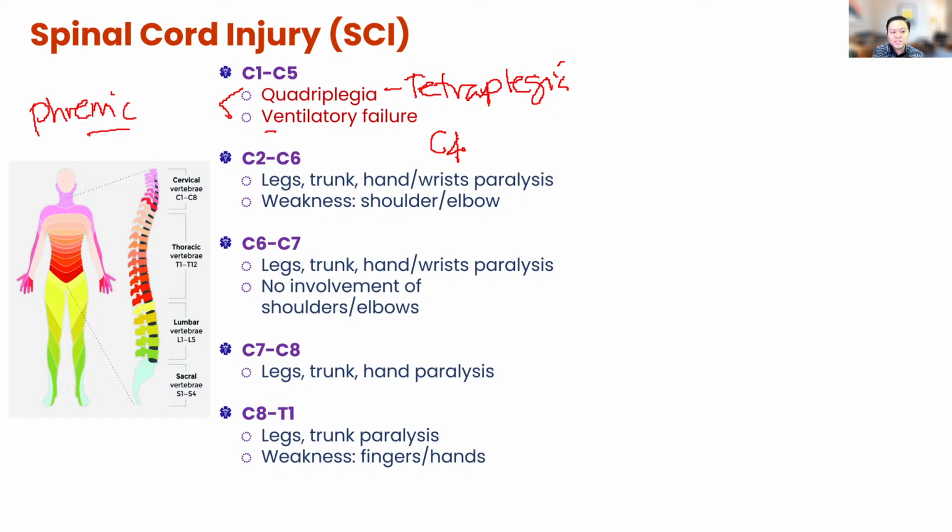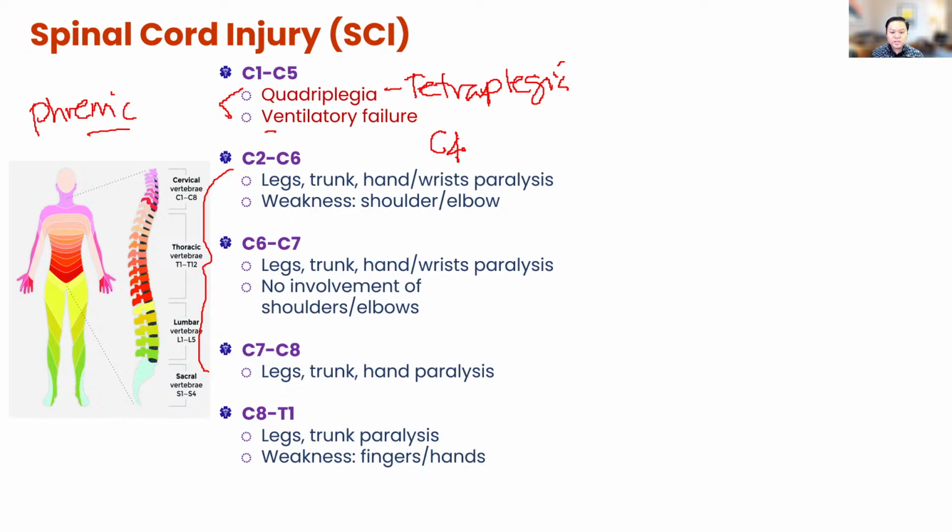Now, if we're going to talk about C5 to C8, somewhere here, then you're going to be worried more about the movement. There is still going to be a limitation in their respiratory capacity. Their coughing reflex will be very weak. There's going to be some shoulder movement around this time.